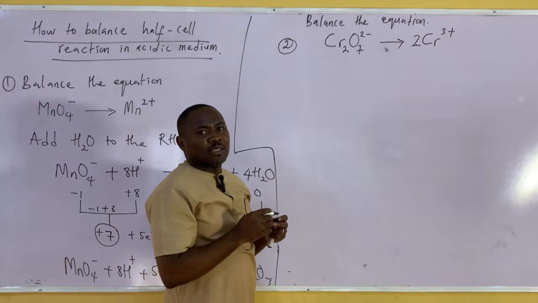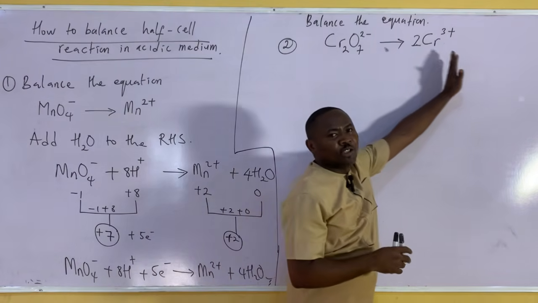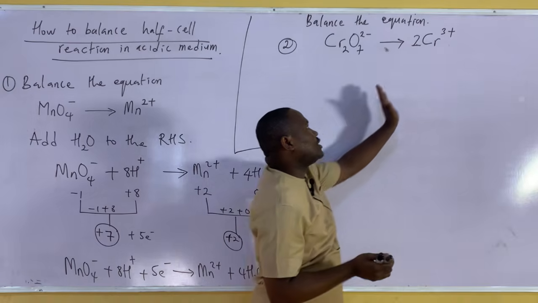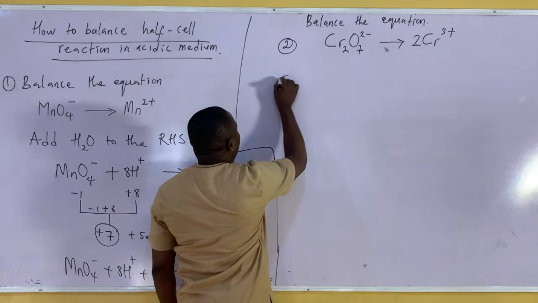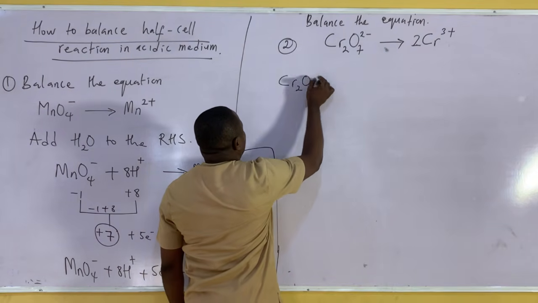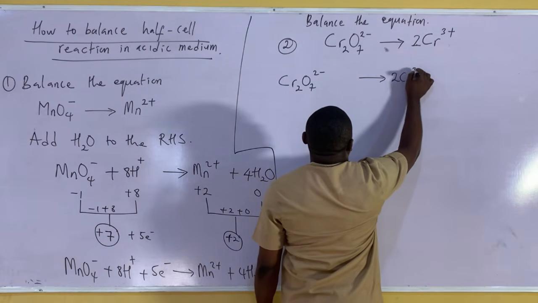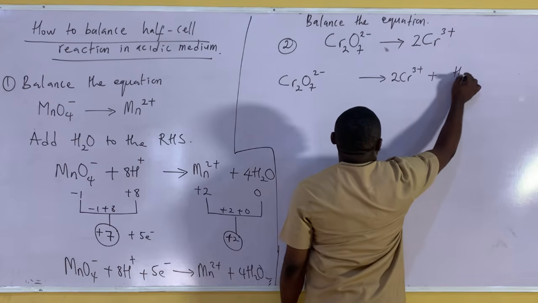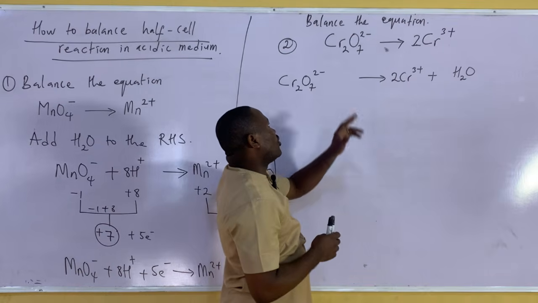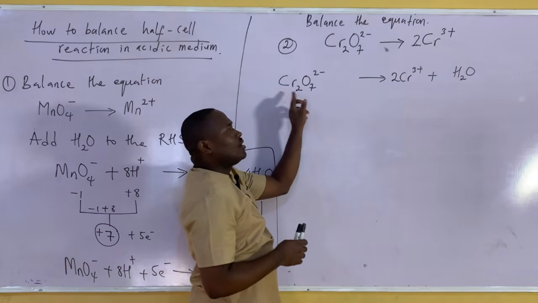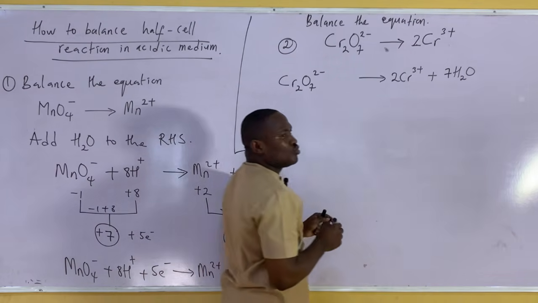Now, if chromium is balanced, what's the next thing? There is oxygen here. There is no oxygen here. How will I bring in oxygen? On this side, it is to add water. So I will come and I will have Cr2O7 2 minus giving us 2Cr3 plus plus H2O. Now, how many molecules of water will I add? It depends on the number of oxygen I have here. So I have 7, therefore I'll be adding 7H2O.